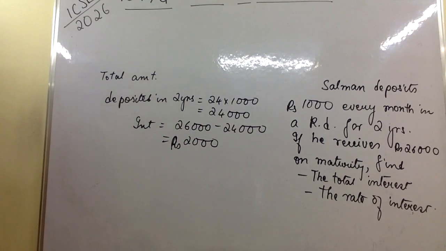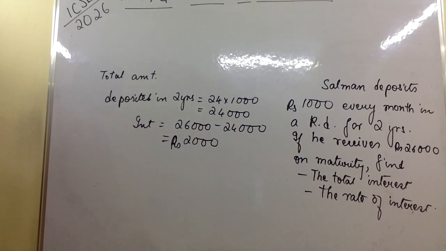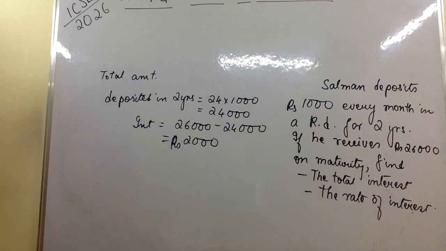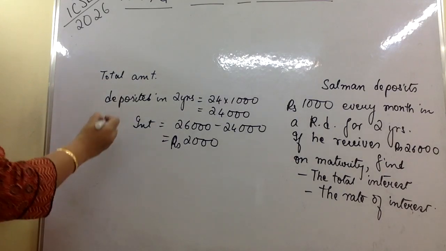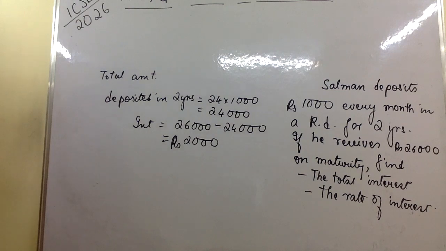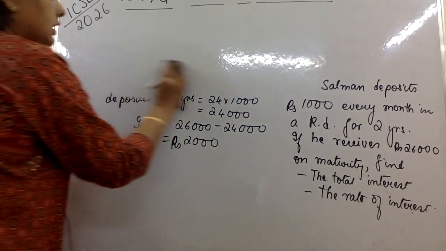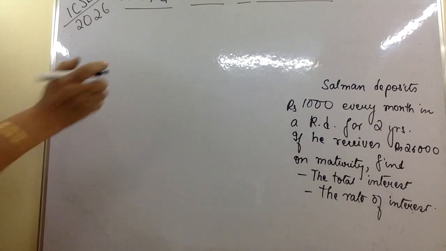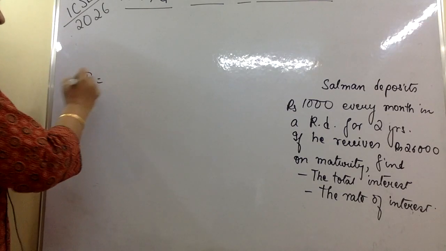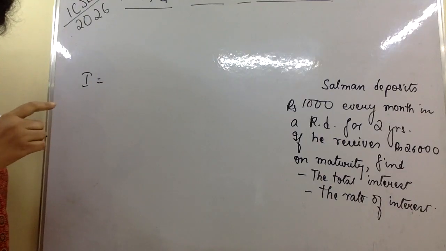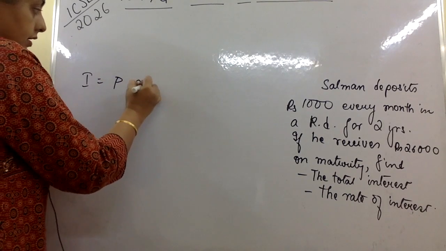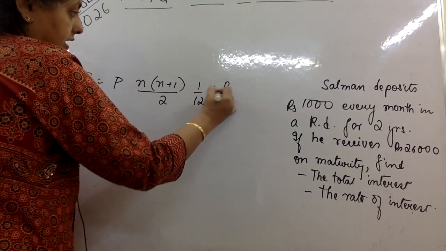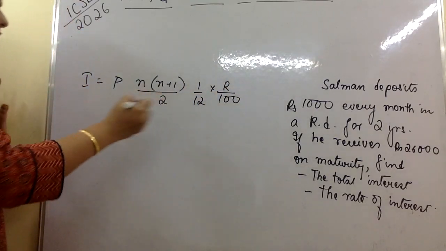Now the rate of interest we have to find using the formula. For that, we'll be using the formula for RD. Okay, so let's see how we use that formula. Interest is equal to, for recurring deposit, P into n into n plus 1 by 24 into R by 100. Please learn up this formula, there is no other option.